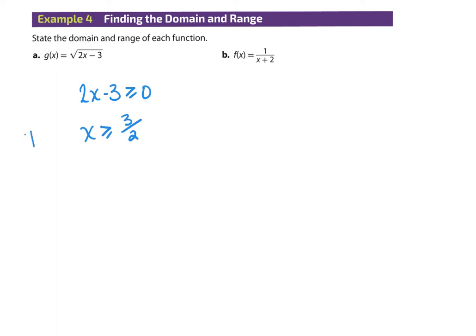If they say, write the domain, your domain is going to be X such that X is greater than or equal to 3/2. If they want it in interval notation, then you are going to start at 3/2 and it includes 3/2 because of that "or equal to." And you are going to go all the way to infinity. X can be anything bigger than that. Set notation, interval notation for the same domain.